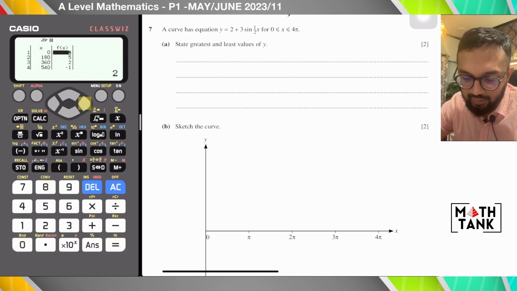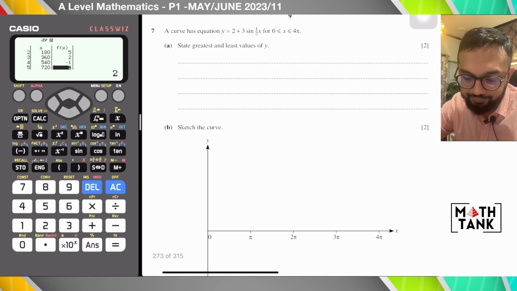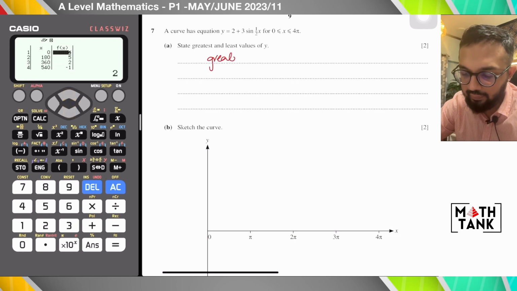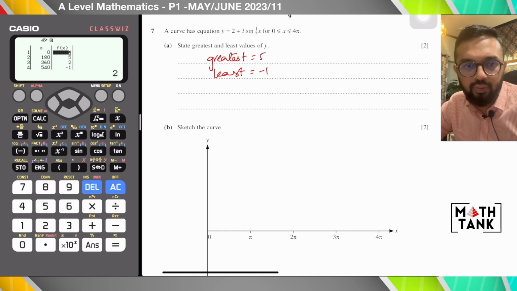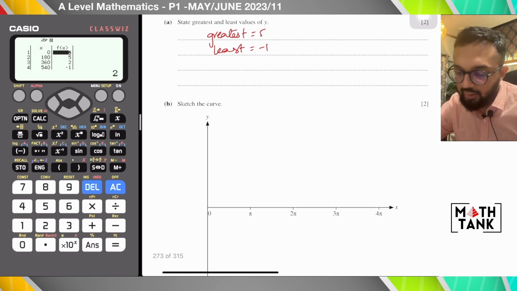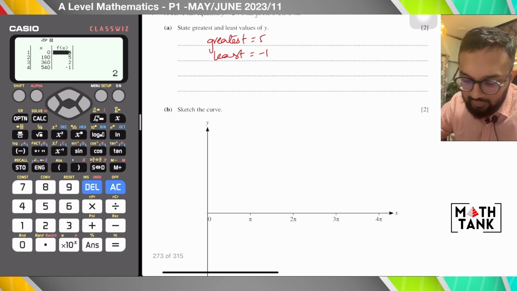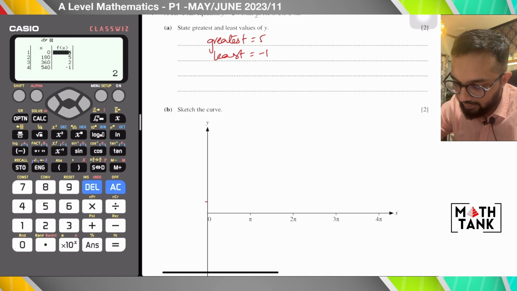Now I can see from my values that I have the maximum and minimum values. I can say that the greatest and least values of y are minus 1 and 5. So greatest is 5 and least is minus 1. I think that's the easy way of solving this question. There are other ways of solving it as well if you've learned it in a different way. I'll also find this easy to sketch now. I can just draw my axis 1, 2, 3, 4, 5.